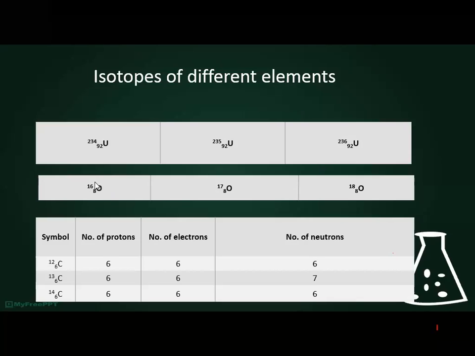Yes, 236. Now start calculating for oxygen. If the mass number is 16 and the number of protons is 8, it's very simple, the number of neutrons is 8. What about the second isotope? Oxygen 17 and oxygen 18.